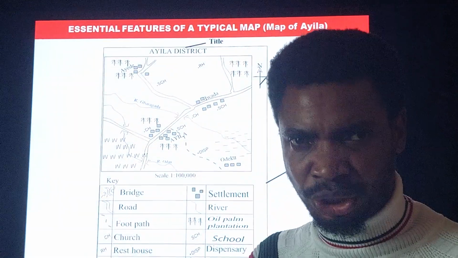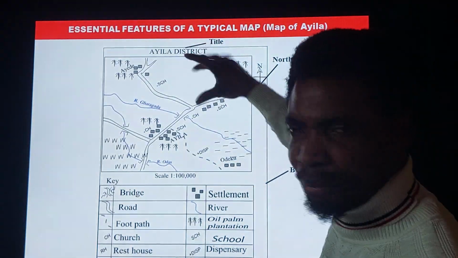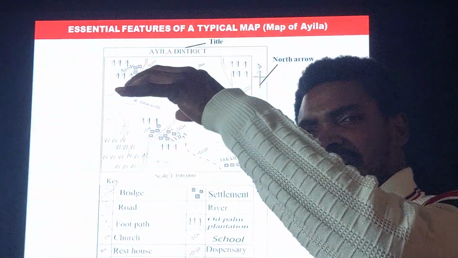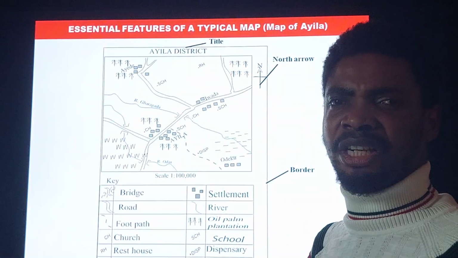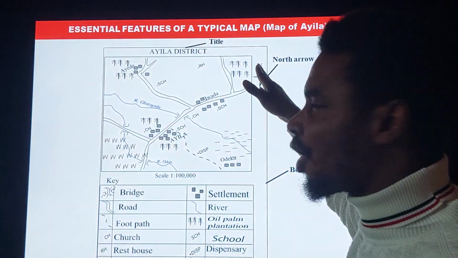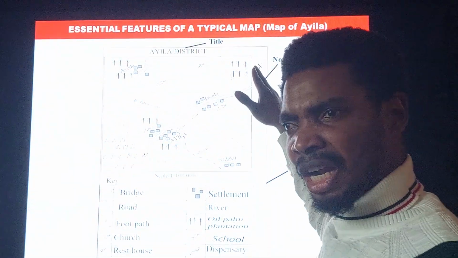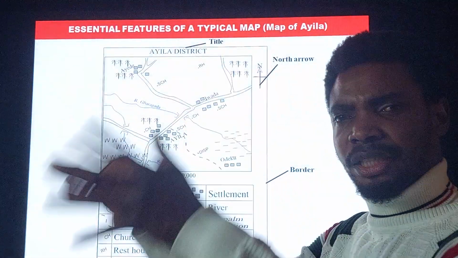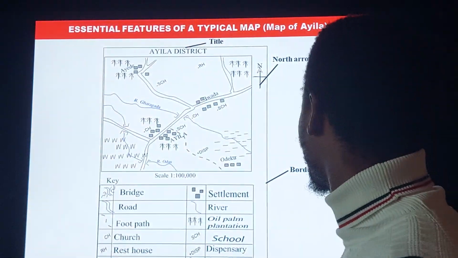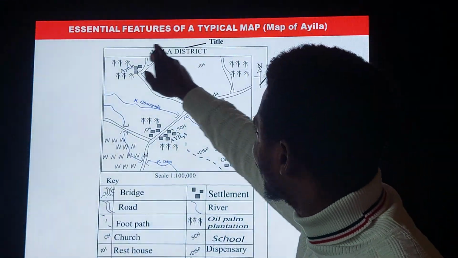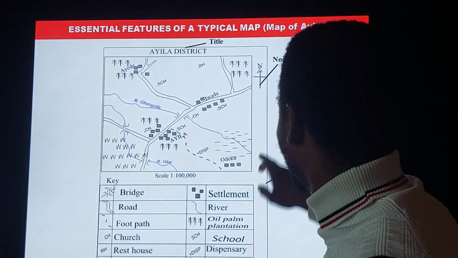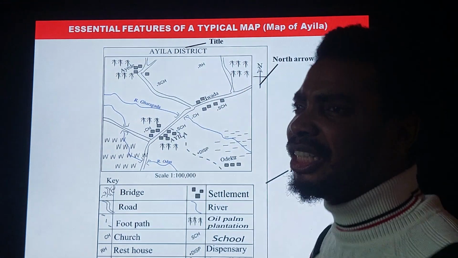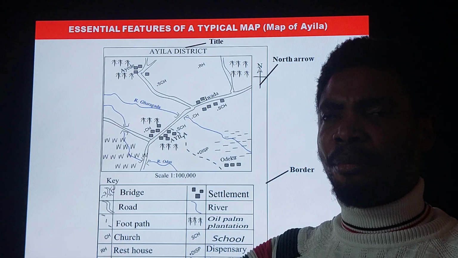That is the orientation. I cannot carry this map now, for instance, and turn it upside down and start interpreting it. It will be very wrong, because the arrow has told me from this that I should position my map in a straight way. Then this line is called the border line. It gives you the boundary of the map.